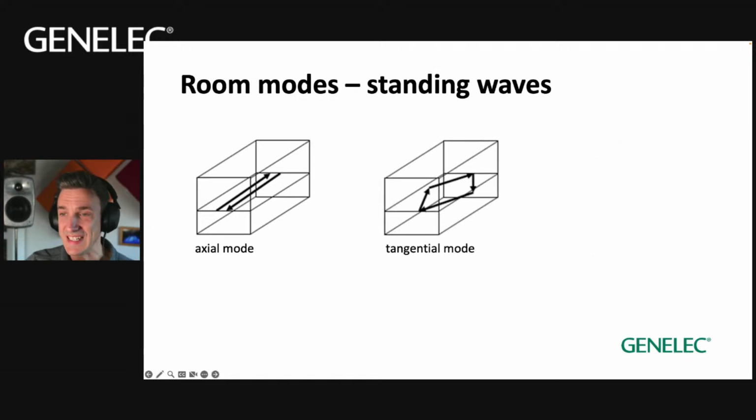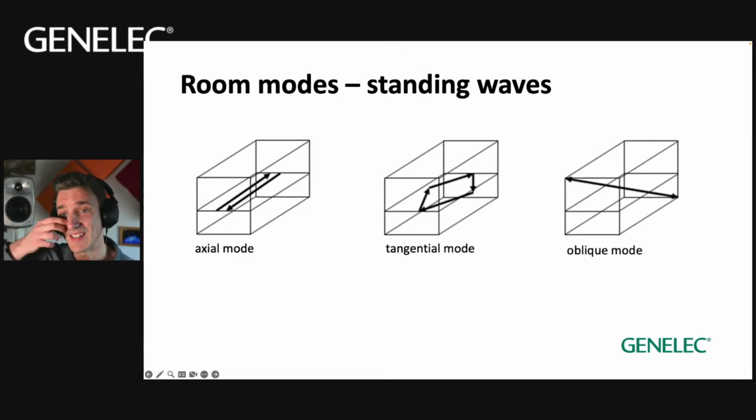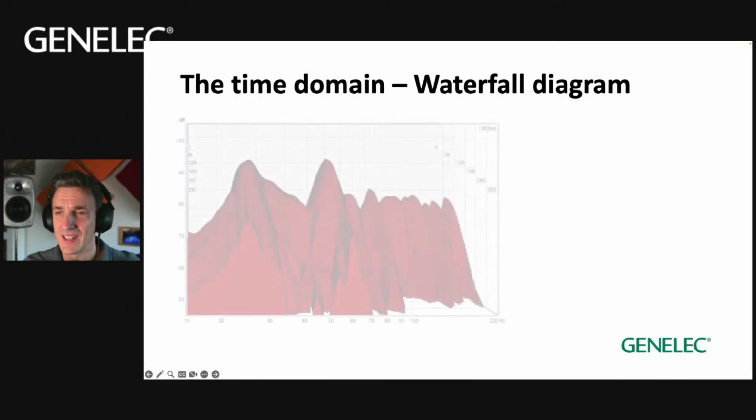So just that you have seen it, usually we always talk about three different types of modes. Actually, the axial modes, so the first one on the left side, are the most important ones because they are the strongest. And then it's tangential, also not that easy, and the so-called oblique modes. But this is just for basic information.